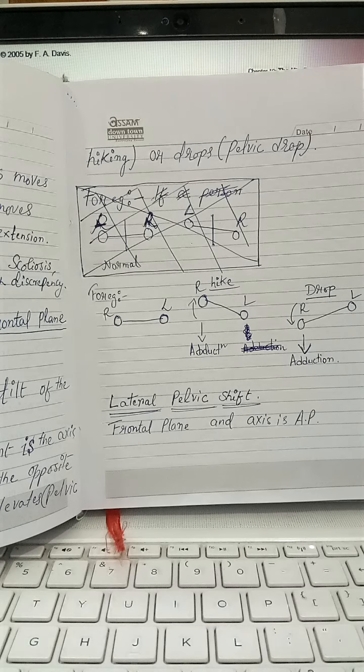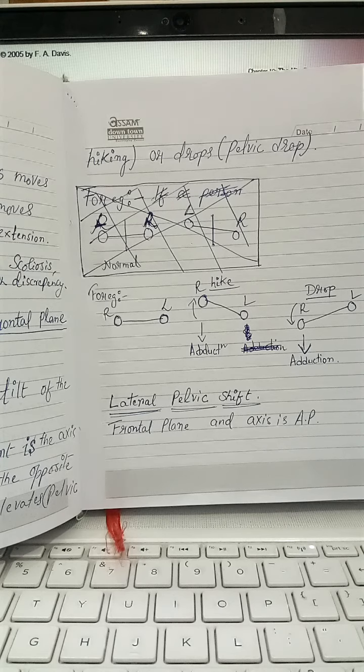In tilt, what will happen? The iliac crest, I hope all of you know where the iliac crest is. The iliac crest will either hike or elevate, or it will drop. Two things occur in lateral pelvic tilt. Either your pelvic will go upward, which is known as hiking, or your pelvic will drop down, which is known as pelvic drop. So your iliac crest will either go up or go down. These things occur in tilt.